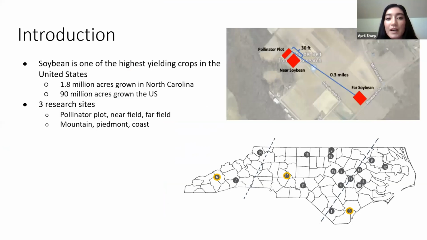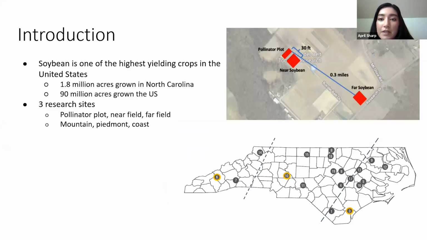So soybean is one of the highest yielding crops in the United States. 1.8 million acres are grown in North Carolina and 90 million acres grown across the United States in total. So for some background information on the pollinator plot project, here's an example of the experimental design of a site. There's 2 fields of soybean and a pollinator plot.